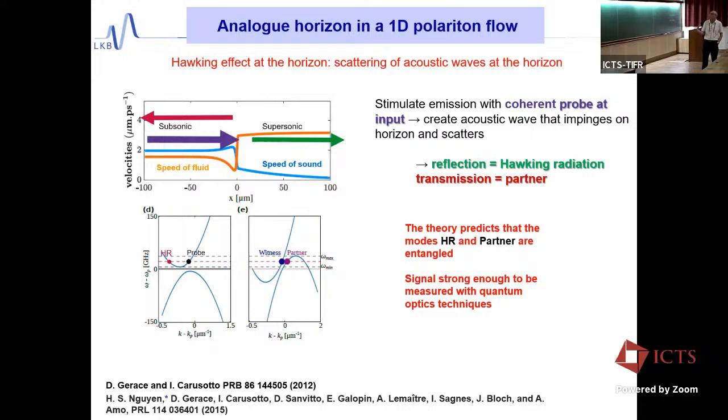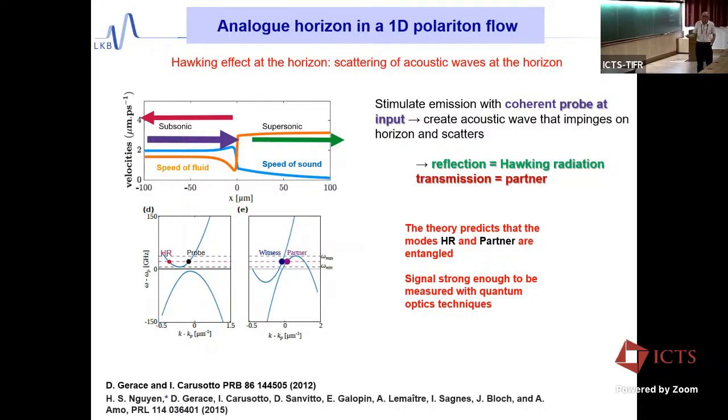So, observing the scattering of an acoustic wave at the horizon. The idea is to start with a stimulated experiment. We send a probe here, which creates an acoustic wave traveling toward the horizon, and then we observe the scattering of this acoustic wave. The reflected part of the acoustic wave gives the Hawking radiation. The transmission is the so-called partner radiation.